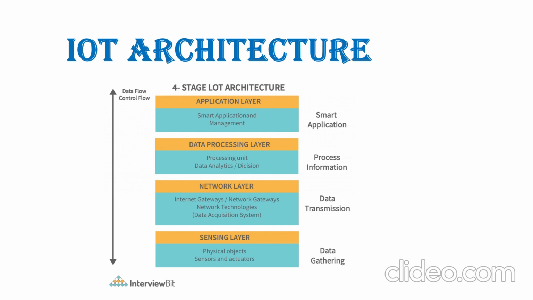Then third, the data processing layer. In this unit, the processing unit processes the information by using data analytics. Then fourth, we have the application layer. Here, smart application and management are performed by using smart applications.